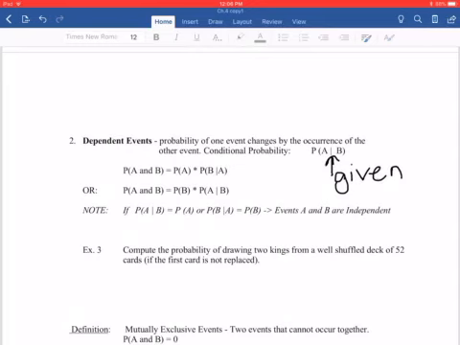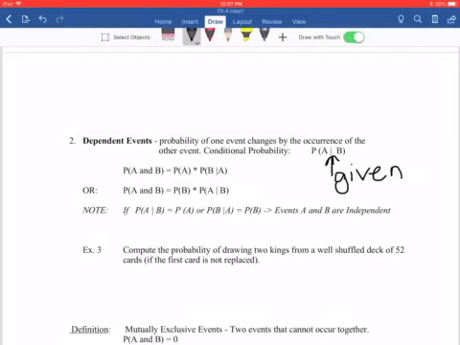Think about it. If you have a deck of cards in front of you, and I ask what's the probability that you draw out a king? We all know there's 52 cards in a deck. A standard deck has 4 suits, 13 in each suit, so that's 52 cards. There's 4 kings in my deck of cards out of 52 cards, so the probability would be 4 out of 52.